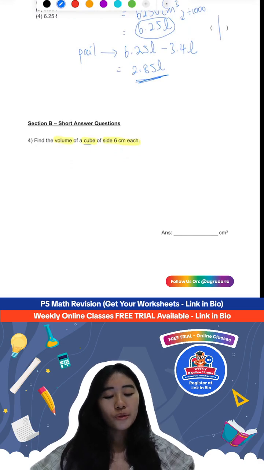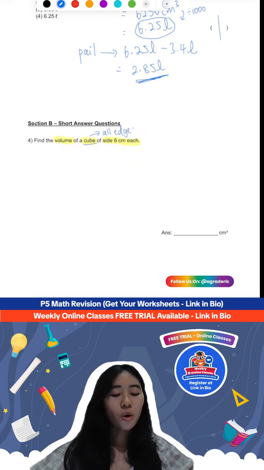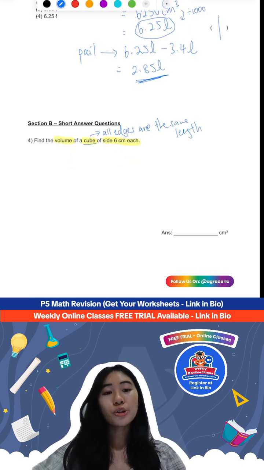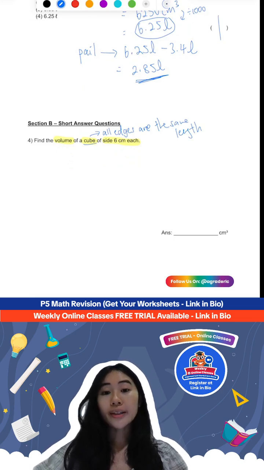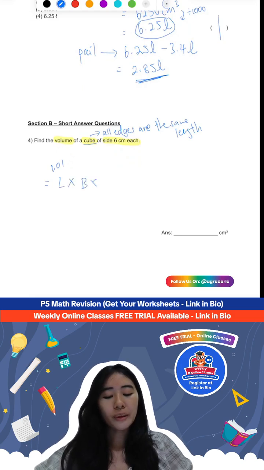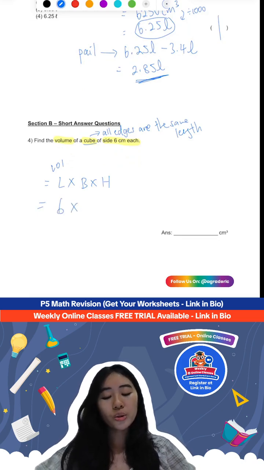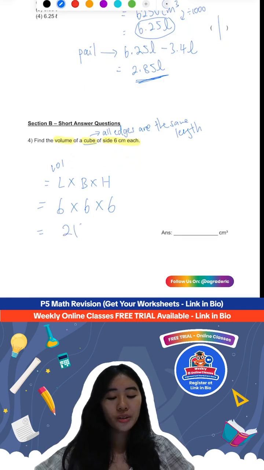For a cube, what's so special about a cube is that all edges or all sides are the same length. So a cube is basically like a 3D square. That means the length, the breadth, and the height of this cube are all 6 cm. If you use the formula for volume, volume equals length times breadth times height, and all of it is 6 cm. So you just use 6 times 6 times 6. You will get 216 for this.